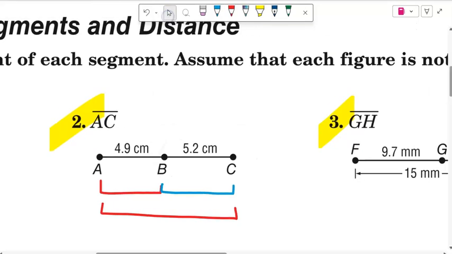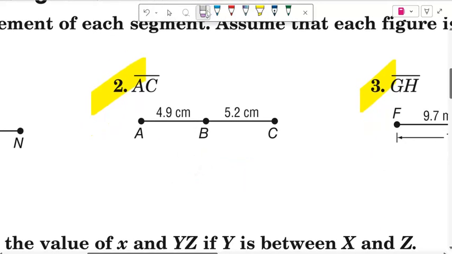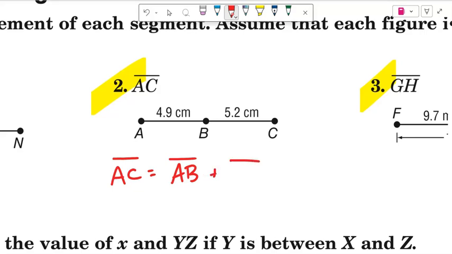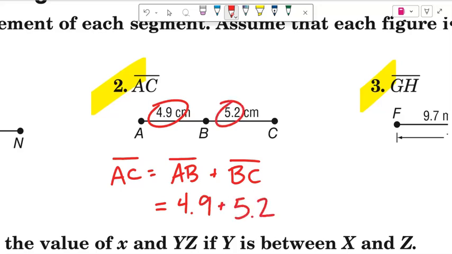So if we're going to set up this problem, we need to find the distance or the length of segment AC. We're gonna start by just writing this out, and then we're gonna substitute. Use our algebra word there. Substitute for BC. My bad. We're gonna substitute for the values that we know. So we don't know AC, but we know AB is equal to, what is AB equal to? 4.9, and BC is equal to 5.2.